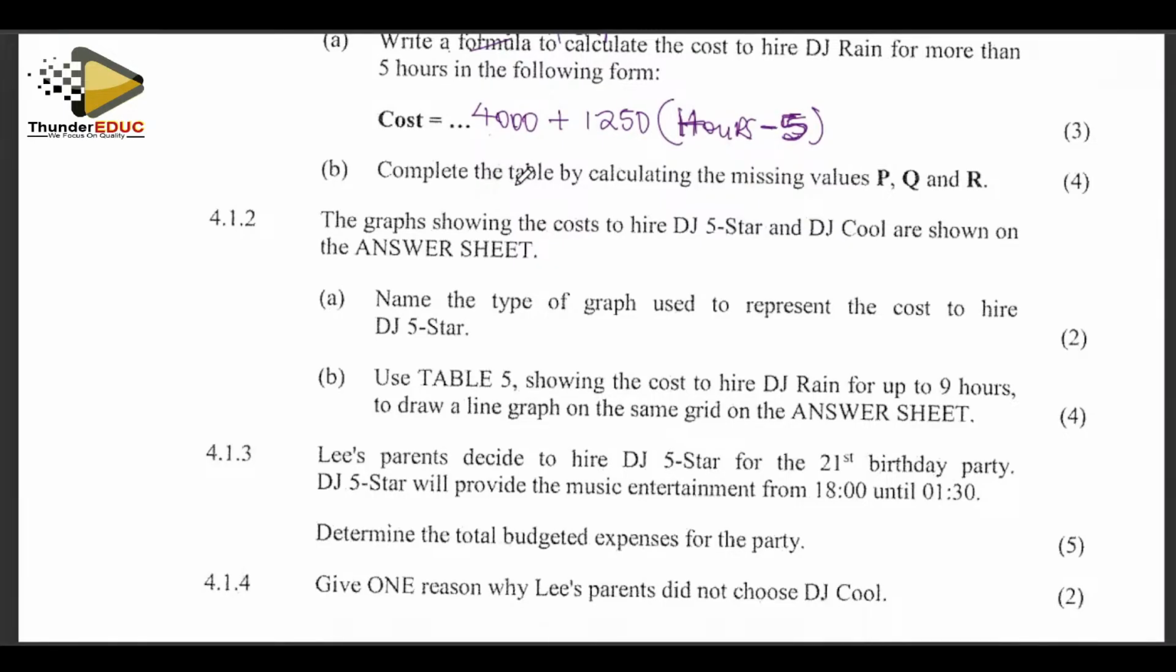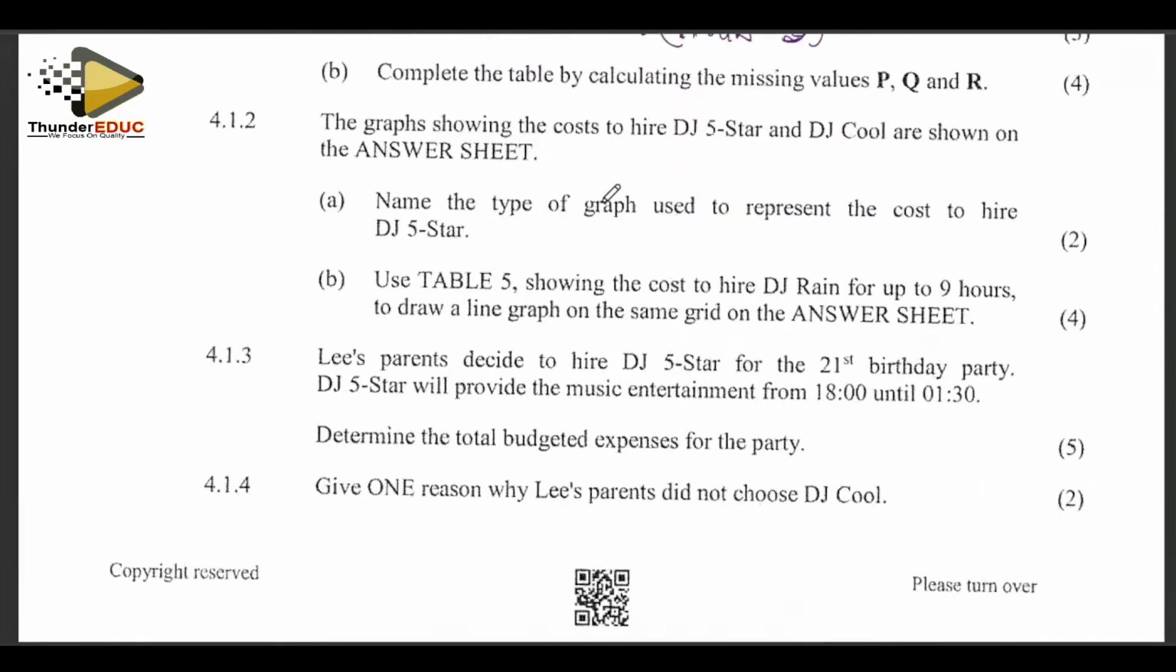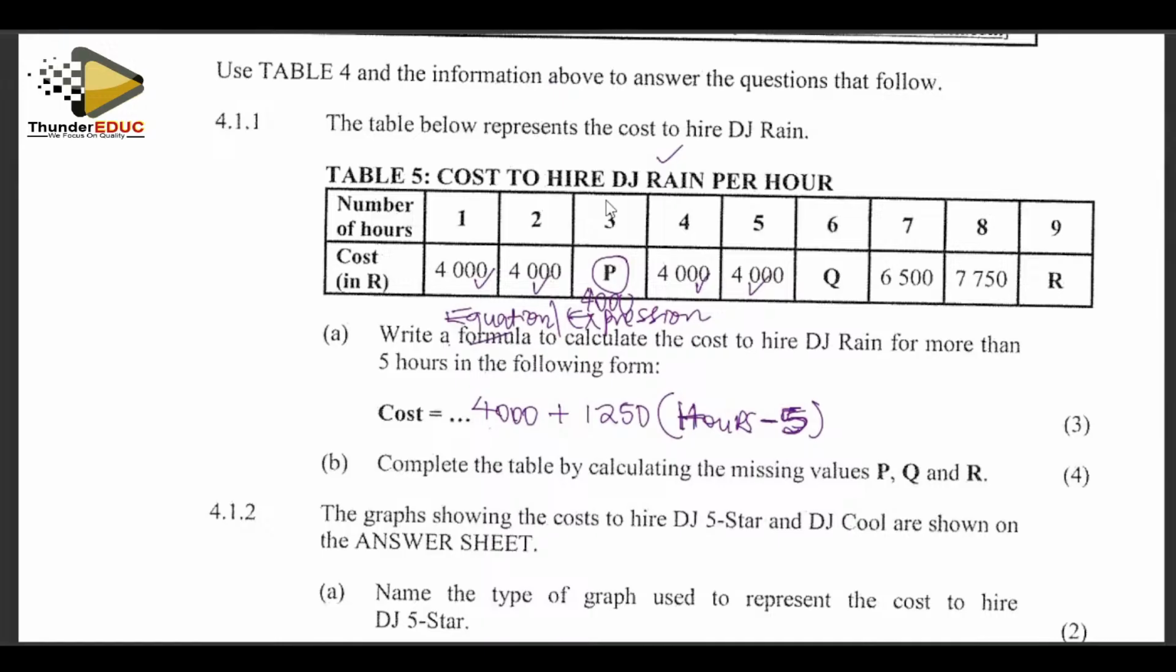Complete the table by calculating the missing values of P, Q, and R. So now, as I told you, P you can't calculate. So the value of P there, it is 4,000. Then we go to Q. The value of Q, the hours have gone to 6 hours. Now, how much have they exceeded? They have exceeded by 1. That means the person paid 4,000 for the first hours plus 1,250. And the answer became 5,250.